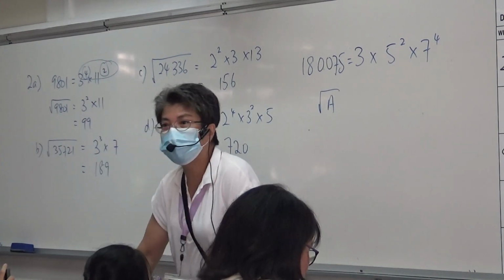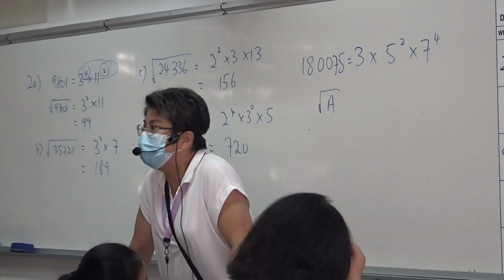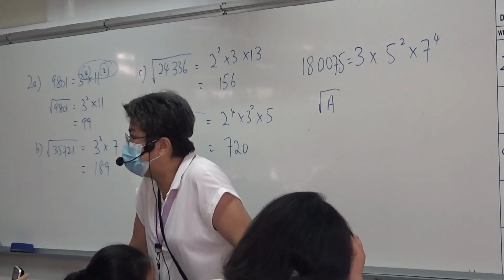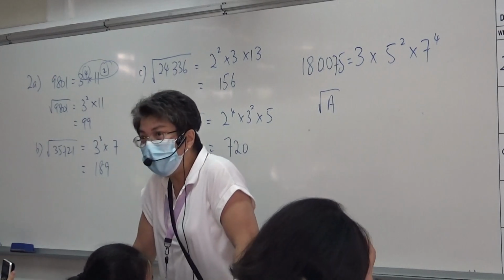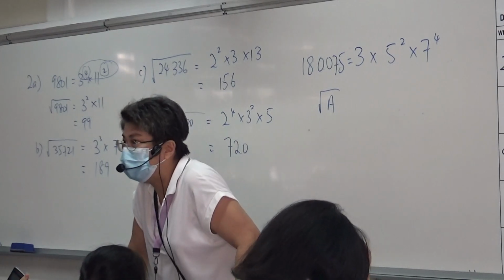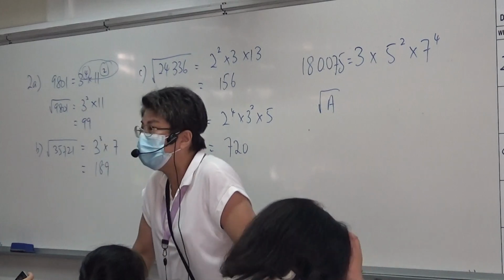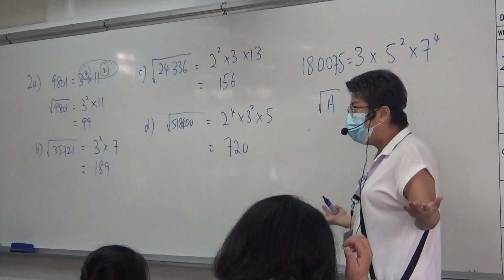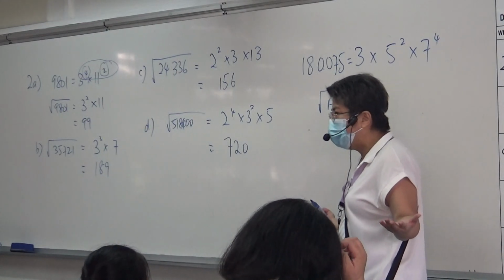Now from here we can also infer. What if it's a cube root? All the powers must be what? Multiples of 3. What if they are not multiples of 3? Then the cube root still exists, but it is not a whole number. That's all. Are we clear now? Okay.